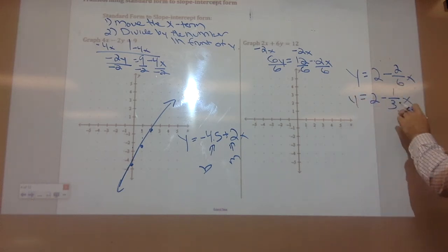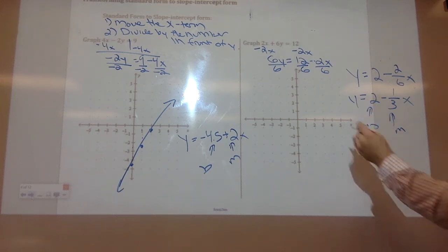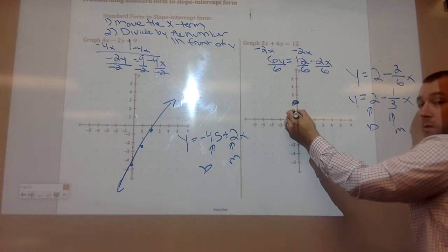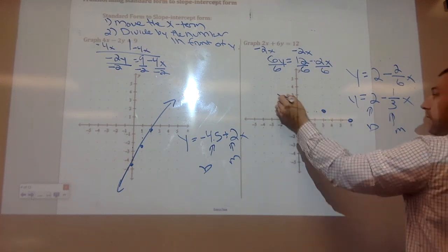Remember, fractions are fine here because this is my m and this is my b. So I'm going to start at 2, and this negative means I'm going to go down 1 to the right 3. Down 1 to the right 3. And I can graph my line.